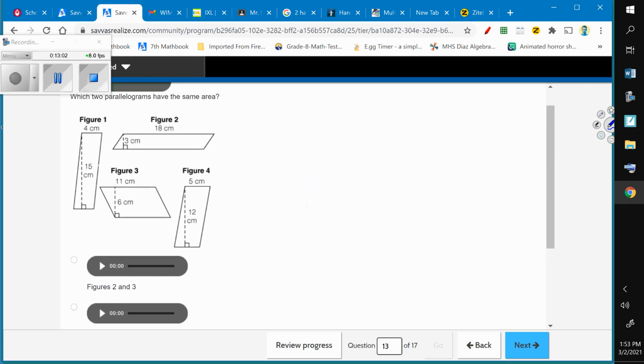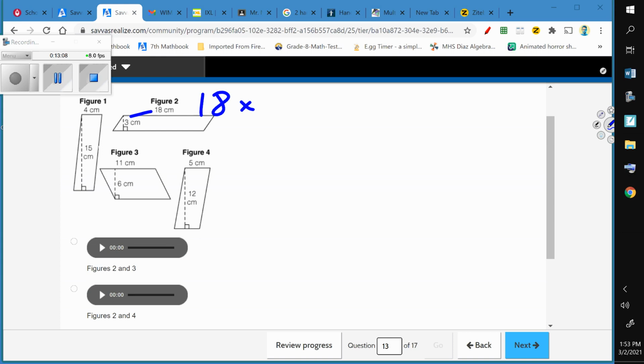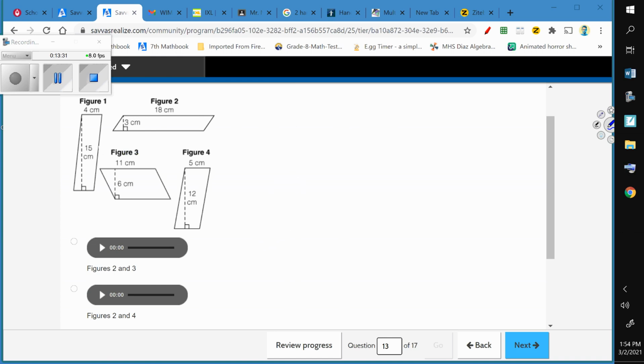Which two parallelograms have the same area? To find the area of a parallelogram, just multiply base times height. Multiply base times height. Multiply base times height. And then you do this one on your own. And when you do, crap, I just showed you the answer, because they want to know which two figures have the same area. Well, I just kind of gave it away if you were paying attention.